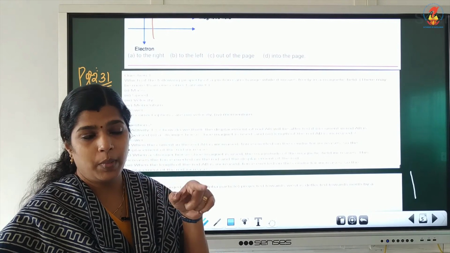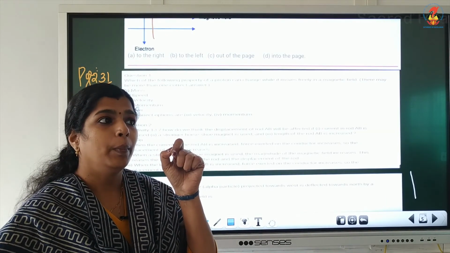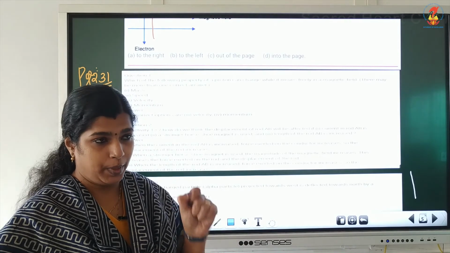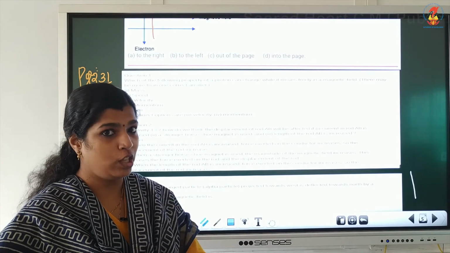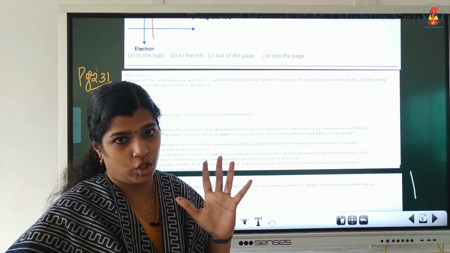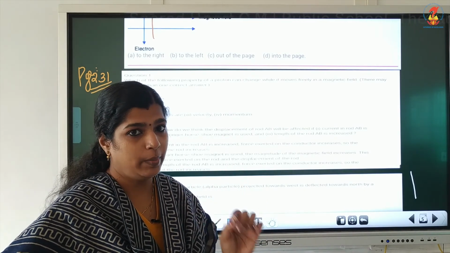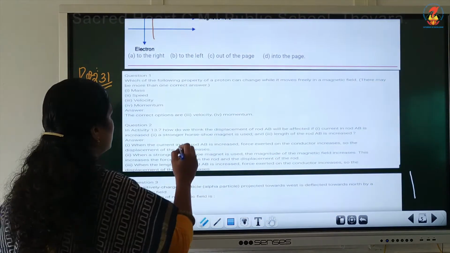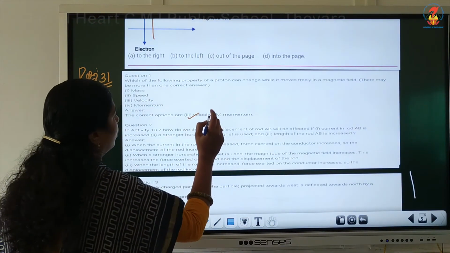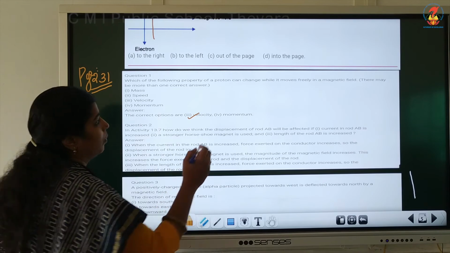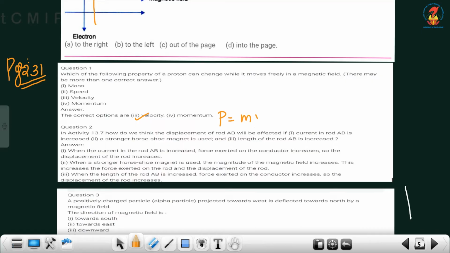Speed is not changing, but at every instant the direction will be changing. So velocity will be changing. Then we know the equation for momentum: p is equal to m into v. So if velocity is changing, definitely momentum will also change. So two options are correct: velocity and momentum.